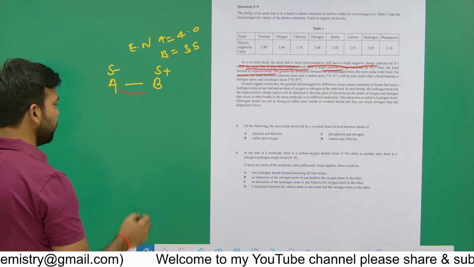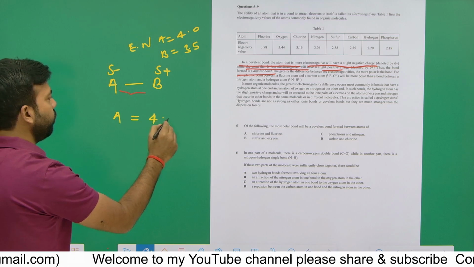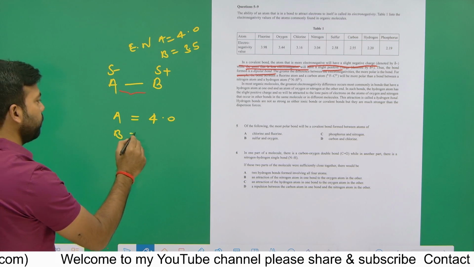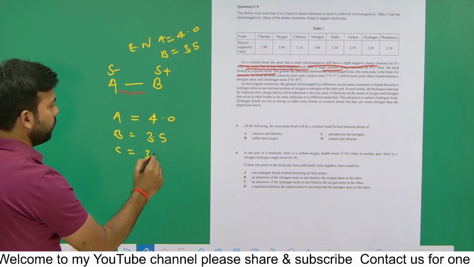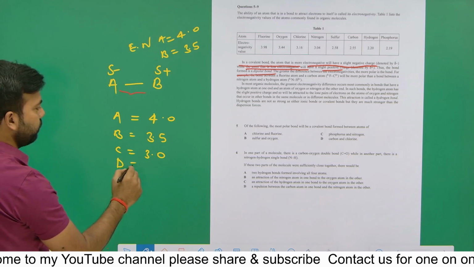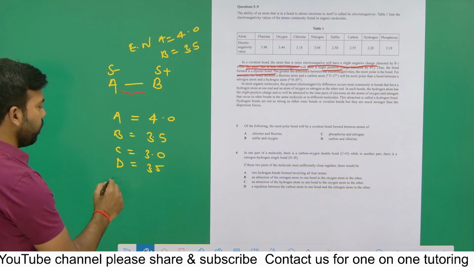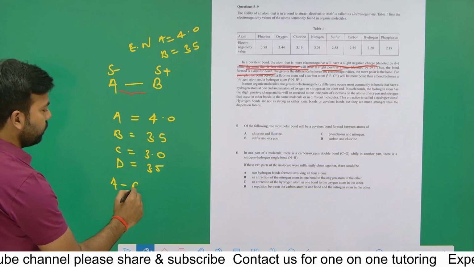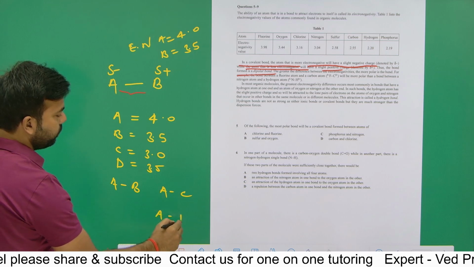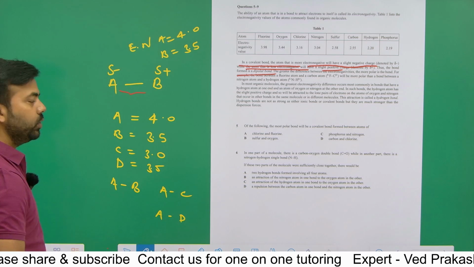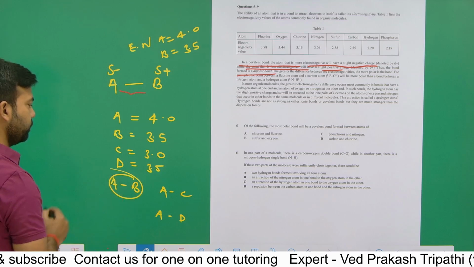Look at here another piece of information. Suppose A has electronegativity value 4.0, B has 3.5, and suppose C has 3.0 and D has 2.5. Clear? And I am saying which bond is more polar, the AB bond, AC bond or AD bond. So how can we do this? Just figure out the difference of electronegativity.